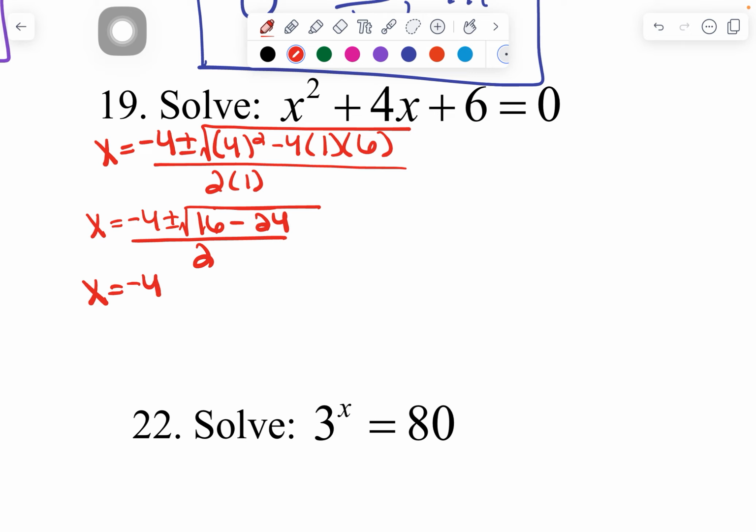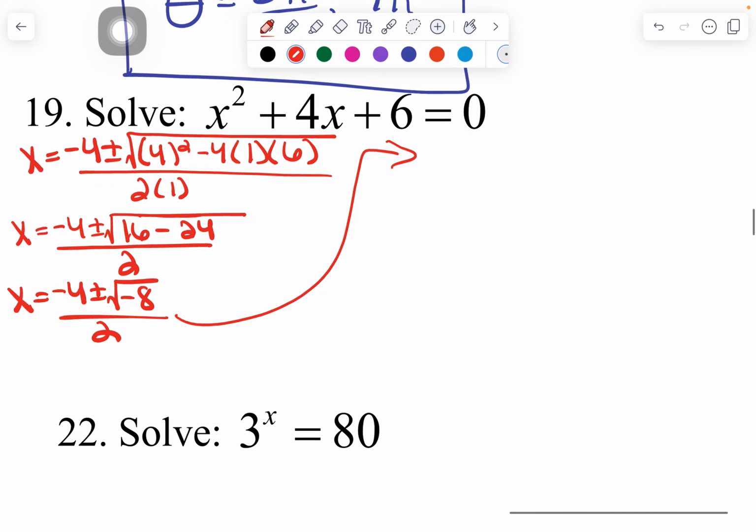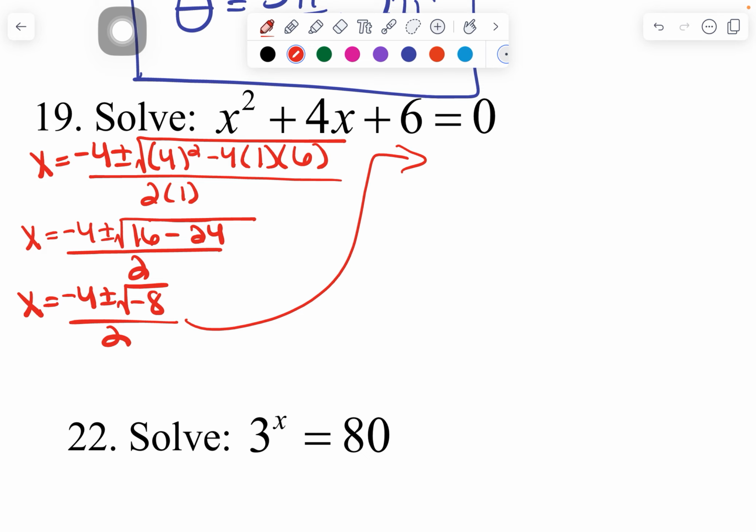So negative 4 plus or minus the square root of 16 minus 24, which is negative 8. We've got a couple things going on with this negative 8. This is imaginary. I know I write huge, so I'll slide this up here. I should have some space. I do. So x is equal to negative 4 plus or minus. I'm going to figure out the root in a second. I know it's going to break down, and I know I'm going to have an i there because it's imaginary.